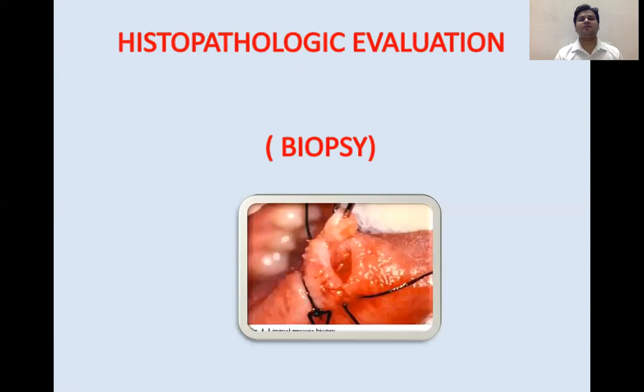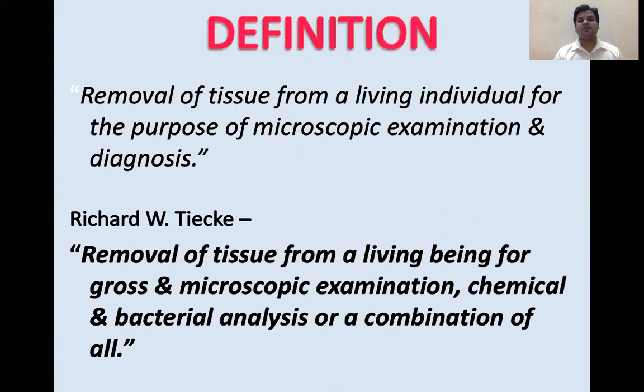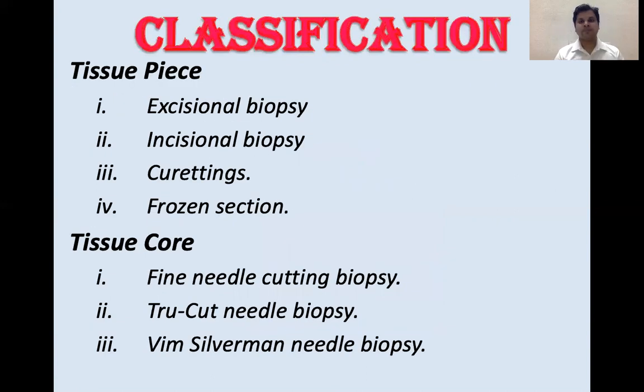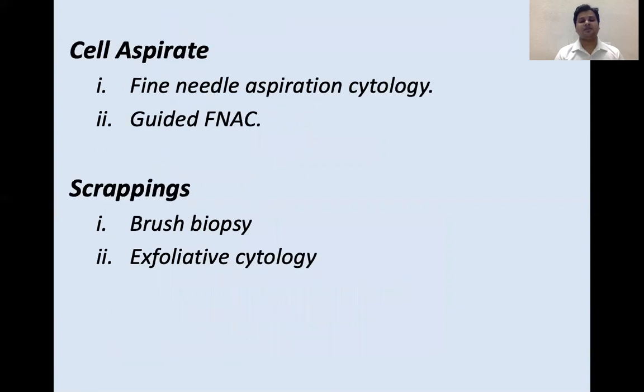Now, histopathological evaluation or biopsy to reach a definitive diagnosis for a patient of cancer. Definition, according to Richard: removal of tissue from a living being for gross and microscopic examination, chemical and bacterial analysis, or a combination of all. Classification: if a tissue piece is taken, excisional biopsy, incisional biopsy, curettage, or frozen section. Tissue core: fine needle cutting biopsy, true cut needle biopsy, Vim-Silverman needle biopsy. Cell aspiration: we can go ahead for fine needle aspiration cytology, guided FNAC, scraping, brushing biopsy, exfoliative cytology.